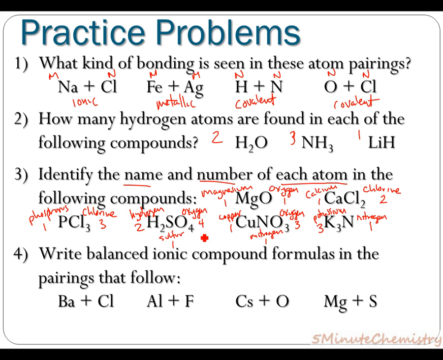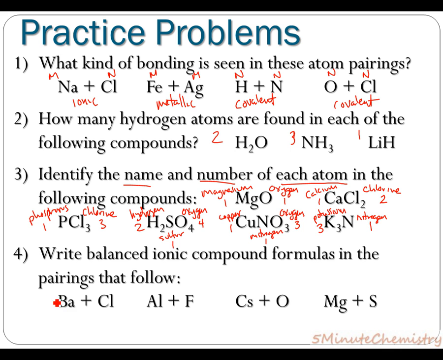It's going to be very important that we understand the subscript. The subscript notation tells you the number of atoms within that compound. Now we want to write balanced ionic compound formulas in the pairings that follow. So we're going to take our barium and our chloride. So this is, again, identify the charge, and then make sure that the charges add up to 0.